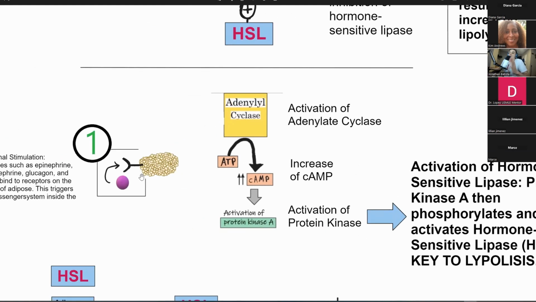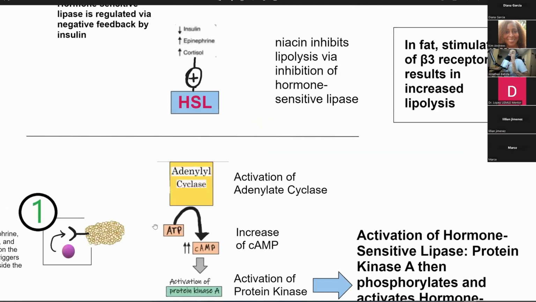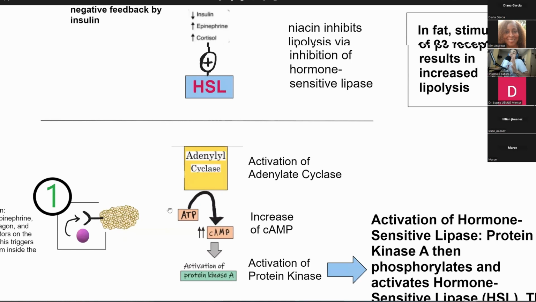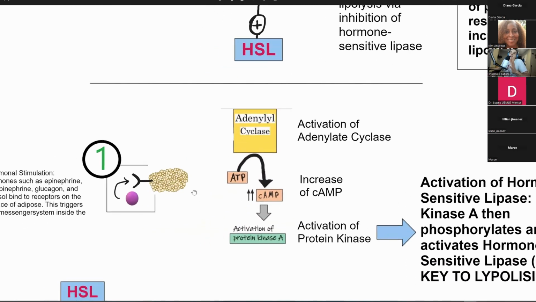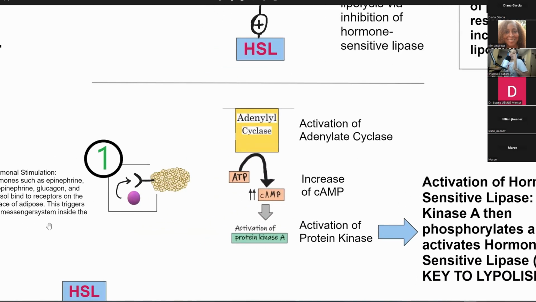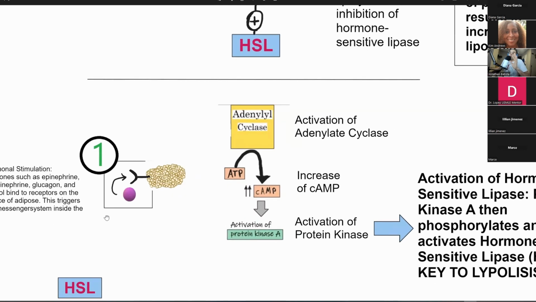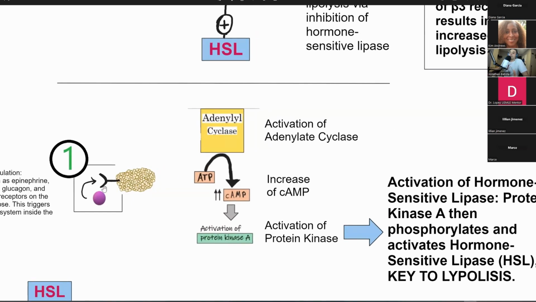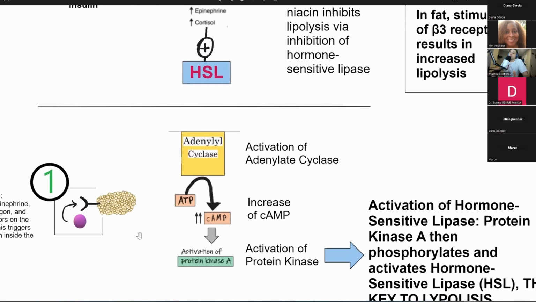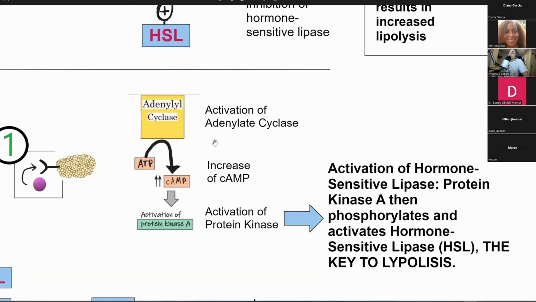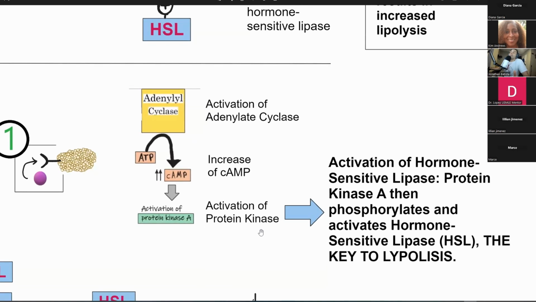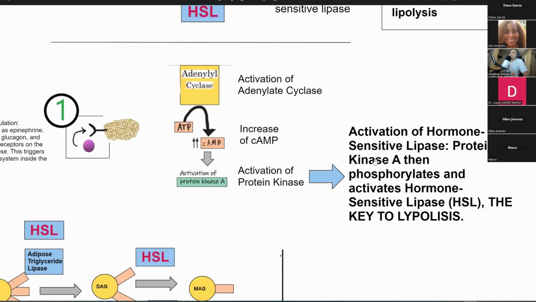You'll see that the main ones we want to focus on here are epinephrine and cortisol, although there are many others, like glucagon as well. But the main ones you have here are epinephrine and cortisol. They will bind and activate protein kinase A. Protein kinase A now phosphorylates a specific enzyme here, hormone-sensitive lipase.